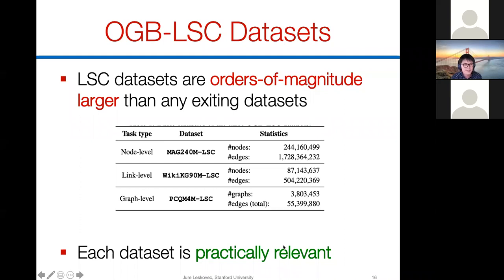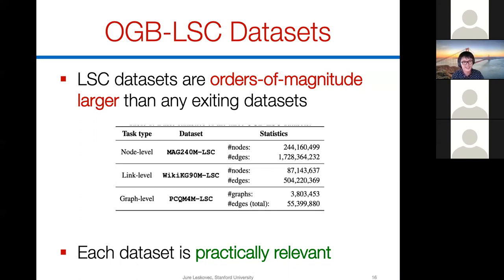So let me know if there's any question so far. So I have one question. So how did you find this dataset? Yeah, I'm going to introduce this later.